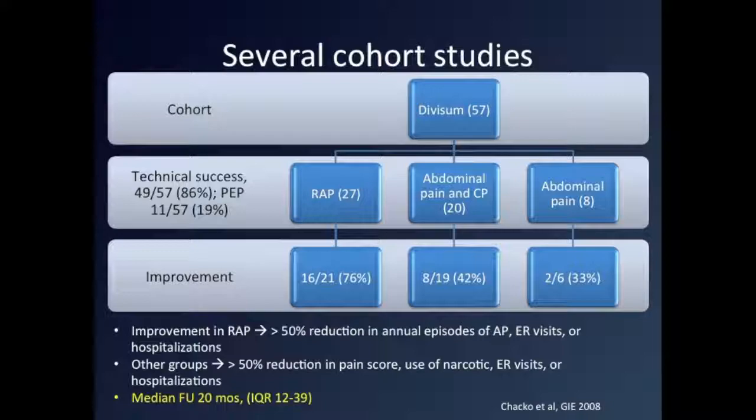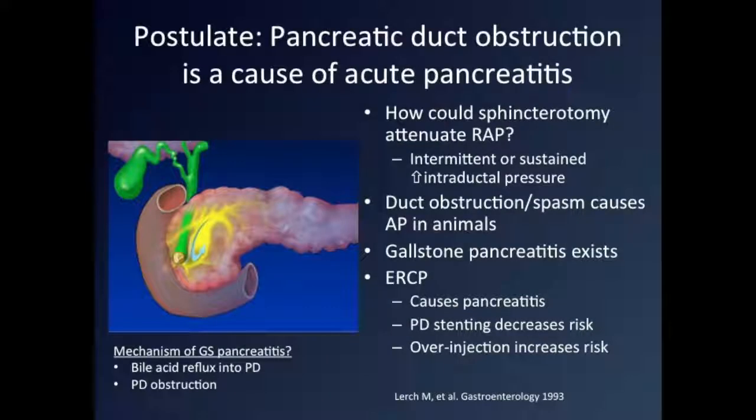much like Tyler mentioned in his talk in assessments of chronic pancreatitis. Here, the definition is a 50% reduction in the annual episodes of acute pancreatitis, ER visits, or hospitalizations. So we're not talking about elimination of pancreatitis episodes. And again, the follow-up is probably not as long as it needs to be for a disease that can be somewhat unpredictable.